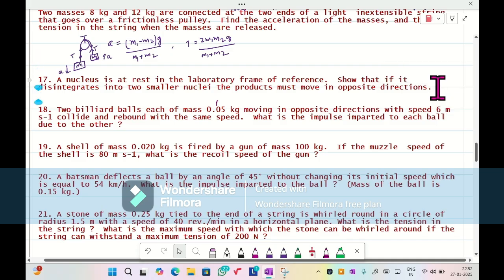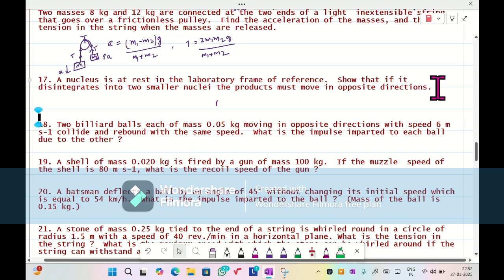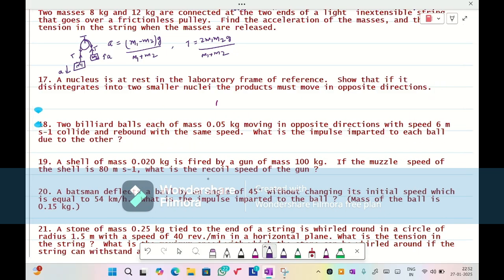Here, see, this is related to conservation of momentum. He is telling that a nucleus is at rest in the laboratory frame of reference, and it disintegrates into two smaller nuclei. So there is a nucleus at rest, so u is equal to 0. Therefore the initial momentum is equal to 0. Now it is disintegrated into two parts.